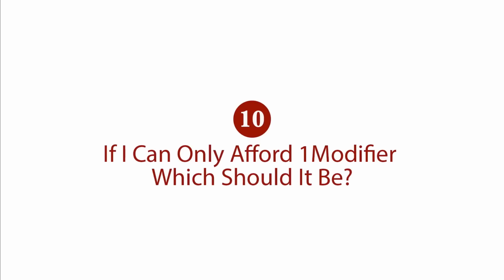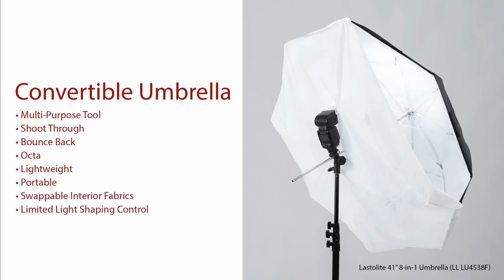If I can only afford one modifier, which should it be? Again, this is subjective, but I would say if you're just starting out and you want to learn about lighting and you don't have a big budget, a convertible umbrella is a must. First of all, it's a multi-purpose tool. It allows you to use it shoot through or bounce back, which you're seeing here, or you can use it as an octa. Many of the most popular convertible umbrellas now come with diffusion panels, which you're seeing on this one. This is my favorite.